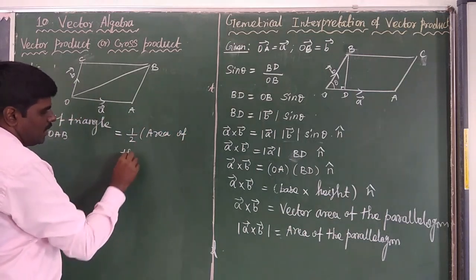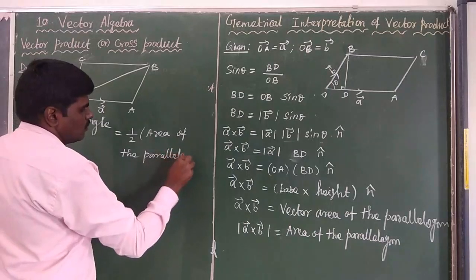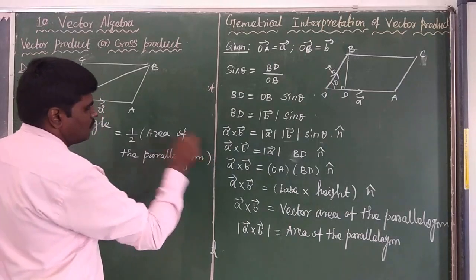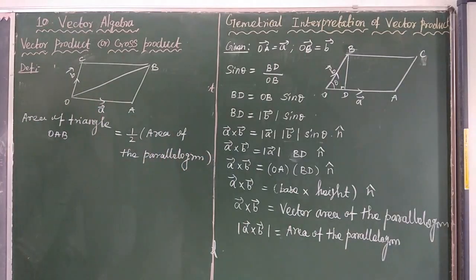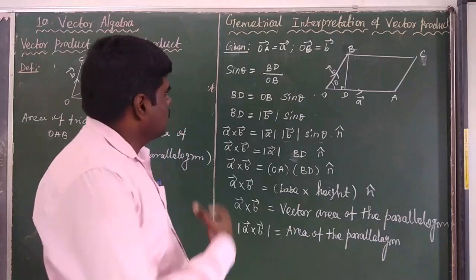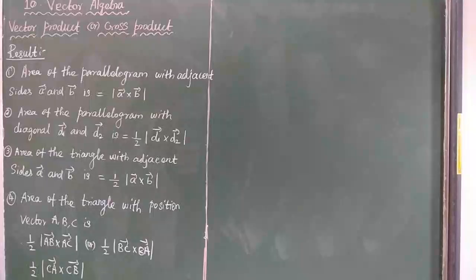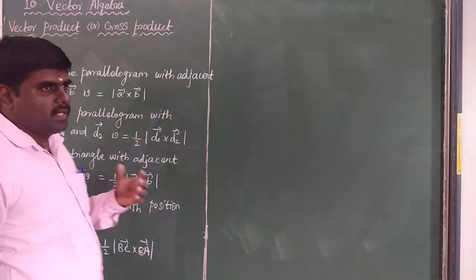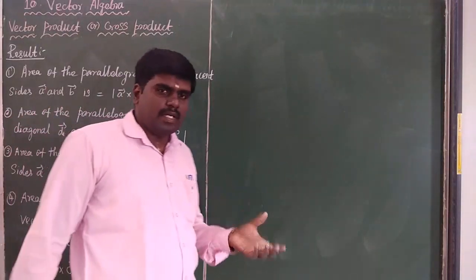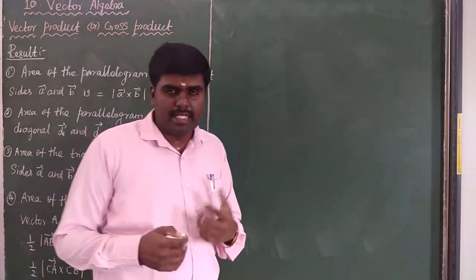Area of the parallelogram. This is the geometrical meaning of the vector product, or cross product. Here, in the result, the geometrical meaning. Now we will find some important results. So here you complete the geometrical meaning of the vector product.